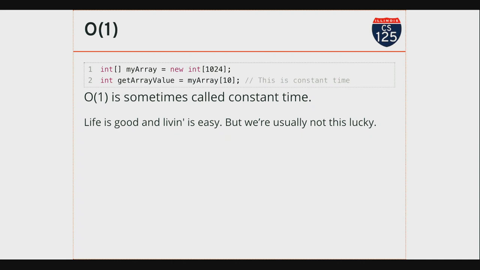You have algorithms like that, right? Imagine you give me any number of balls and I have to pick one at random. It takes constant time, I just grab one. I don't have to look through them all, I just take one at random. So this is called constant time.